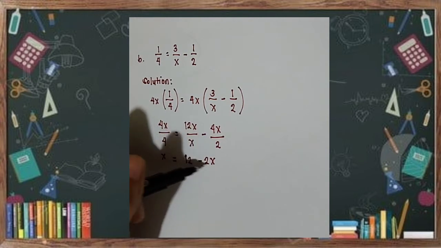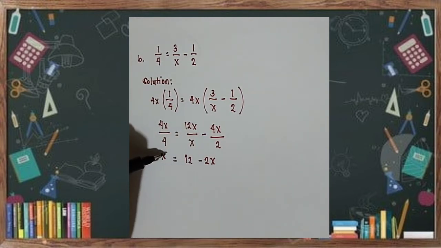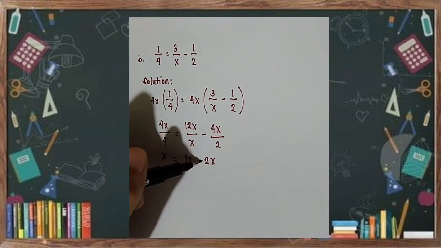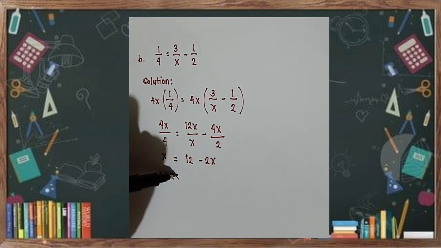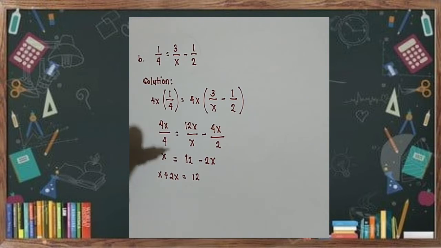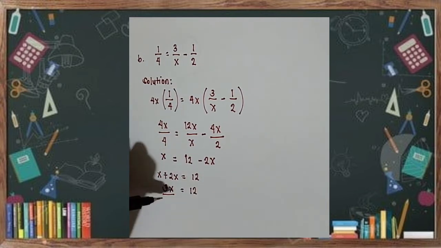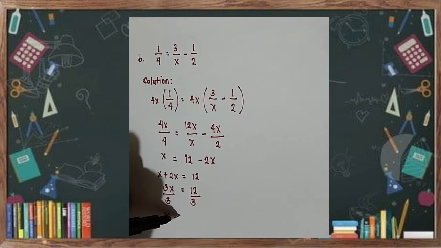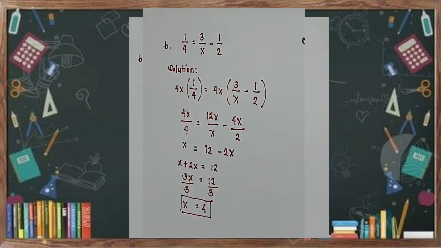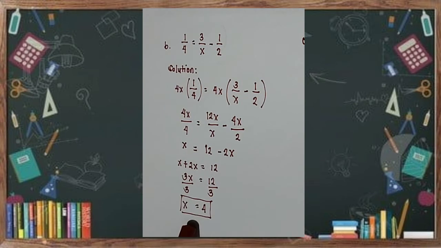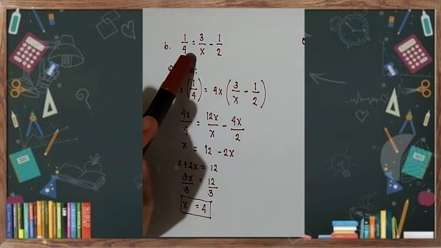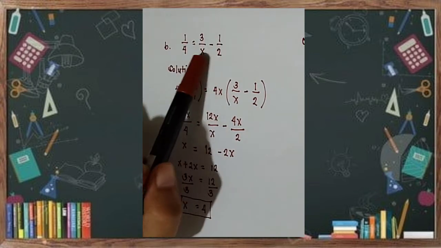Okay? So, since itong negative 2x ay may variable, we need to transpose this to the left-hand side. Okay? So, yung negative 2x, ililipat natin, magiging positive 2x equals 12. Okay? So, x plus 2x ay equals to 3x equals to 12. Then, divide both sides by 3. Yan. 3x divided by 3 ay equals to x, equals 12 divided by 3 ay equals to 4. Meaning, the value of x is equal to 4. Okay, so ibig sabihin, ang value ng x ay equals to 4 na once na isinubstitute natin dun sa ating original equation, magiging true yung ating equation.